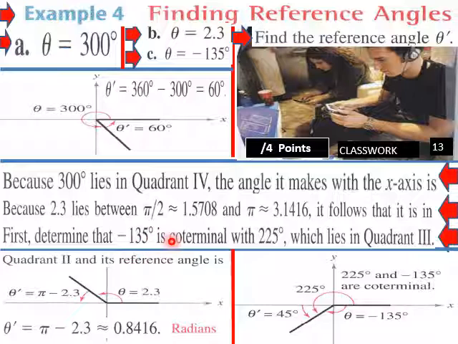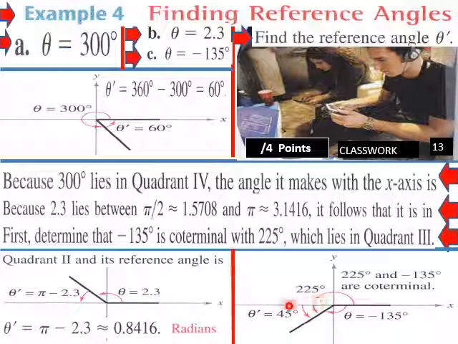And then for theta equals negative 135 degrees, first determine that negative 135 is coterminal with 225. So it's coterminal over here. Negative 135 is this side here, which is coterminal with 225. 225 is here, which lies in quadrant 3. So 225 and negative 135 are coterminal. So the reference angle here would be 45 degrees. So theta prime would be 45 degrees.